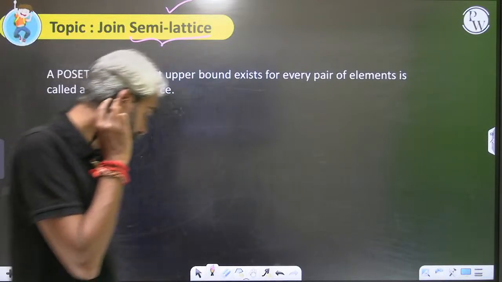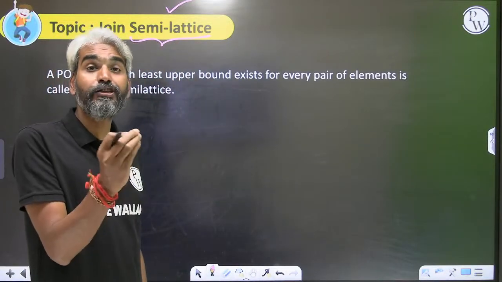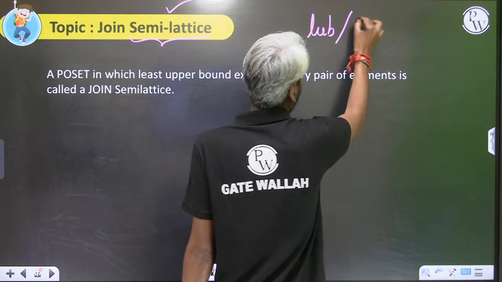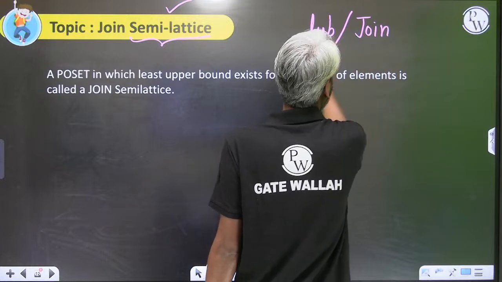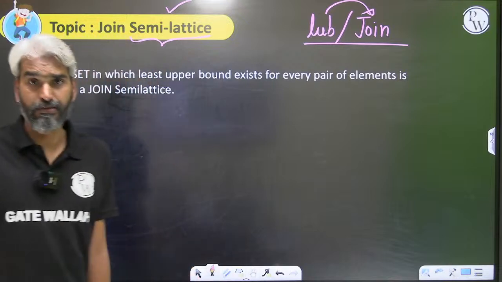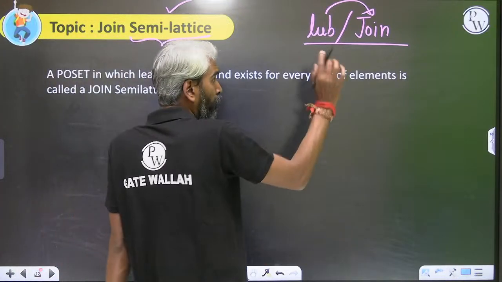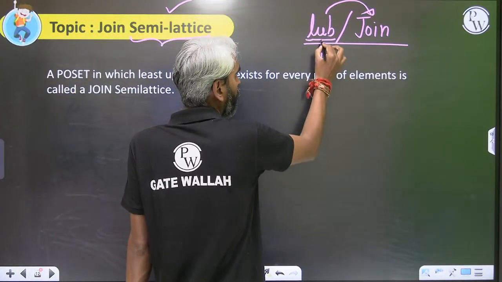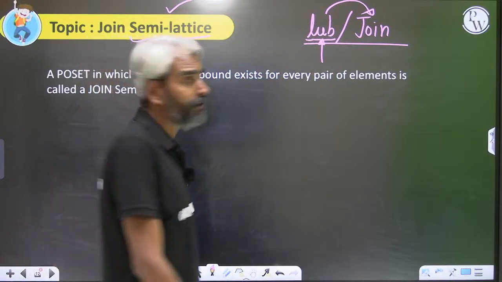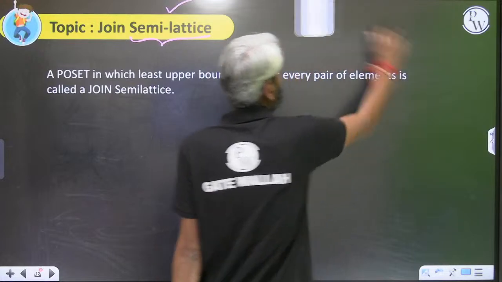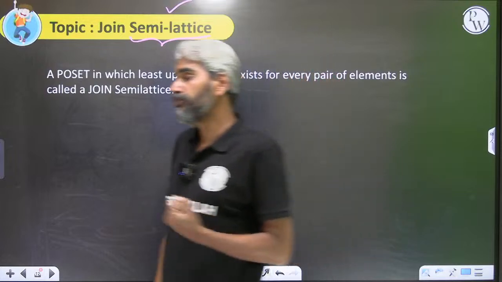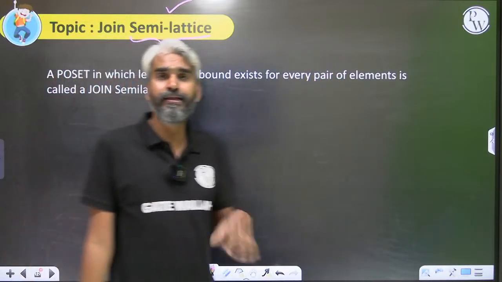So when exactly do we say that our poset is a join semi-lattice? Do you remember that when I was defining the concept of least upper bound, I also called it join. Why? Because this least upper bound will be with respect to join semi-lattice. So what does it say? In our poset, if least upper bound exists for every pair of elements, it will be called a join semi-lattice. What did we say? In a normal poset, it is not necessary for every pair of elements to have a least upper bound or greatest lower bound in the poset itself.